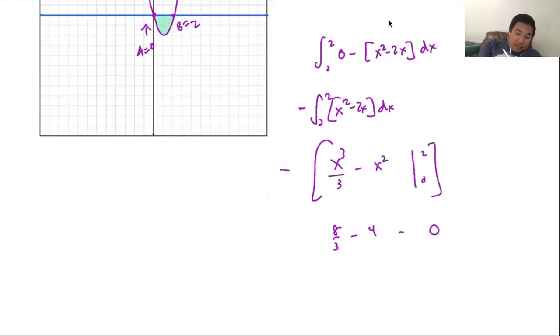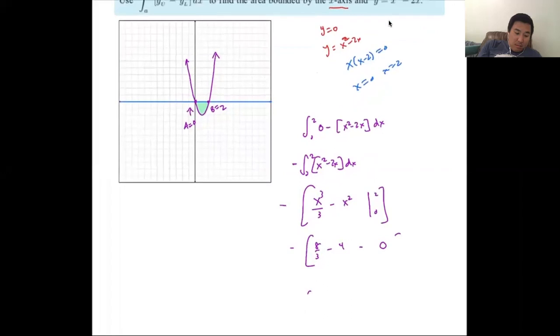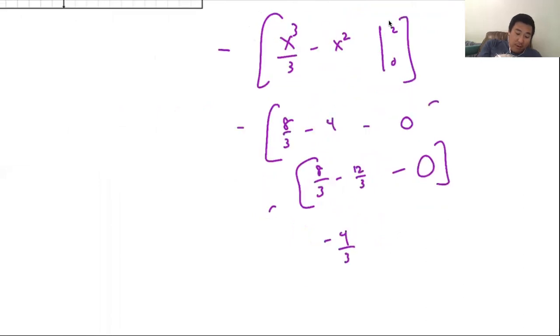Minus 0. 8 over 3 minus 12 over 3 minus 0, which is negative 4 over 3 minus 0, so that's 4 over 3.